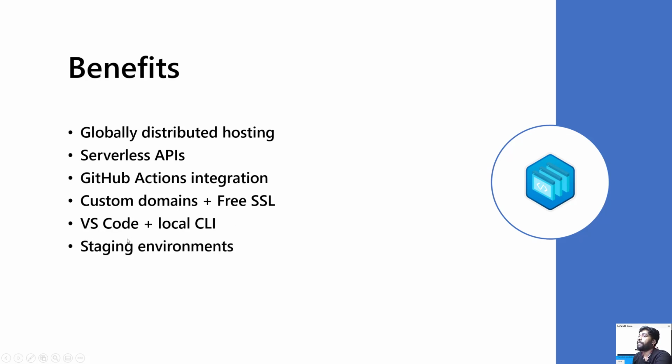And the next benefit is the staging environments. So whenever you create a pull request based on your feature branch, right? So automatically behind the scenes, there is going to be a staging environment that is going to be created by Microsoft for you, where you can test the functionality, and once you approve the pull request, this staging environment gets deleted automatically behind the scenes.